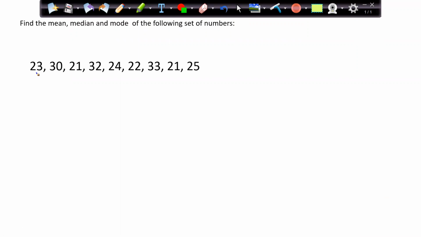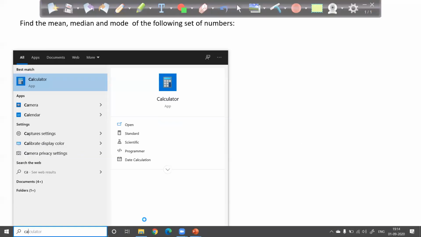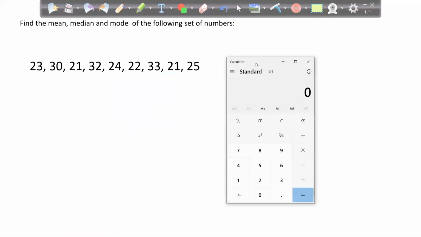Here you can see the data set which we have: 23, 30, 21, 32, and so on. My requirement is to find the mean, median, and the mode for this particular data set. I'll open the calculator so that it will be easy for us to do the calculation.